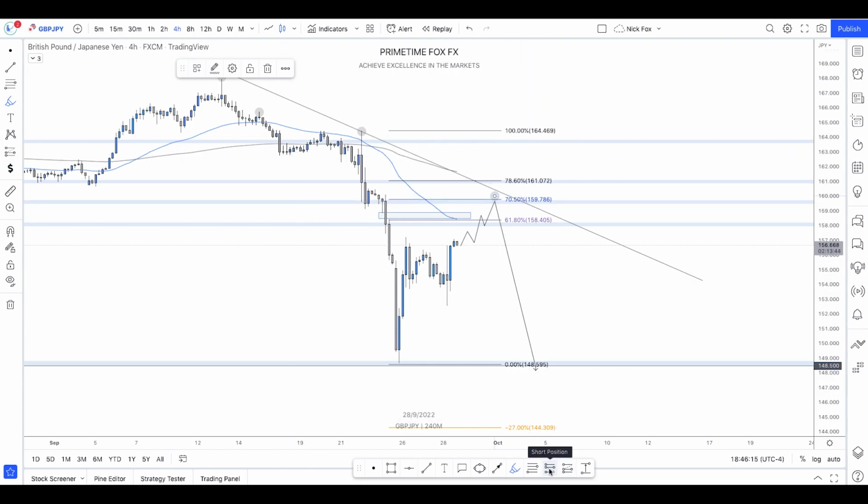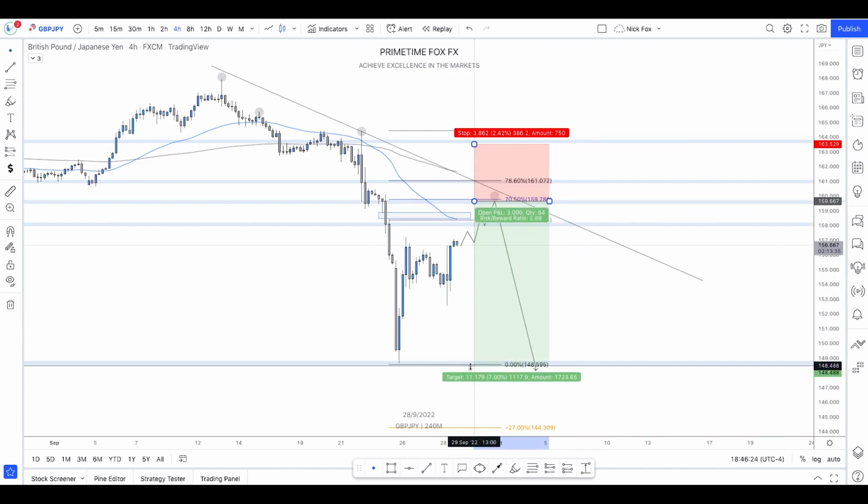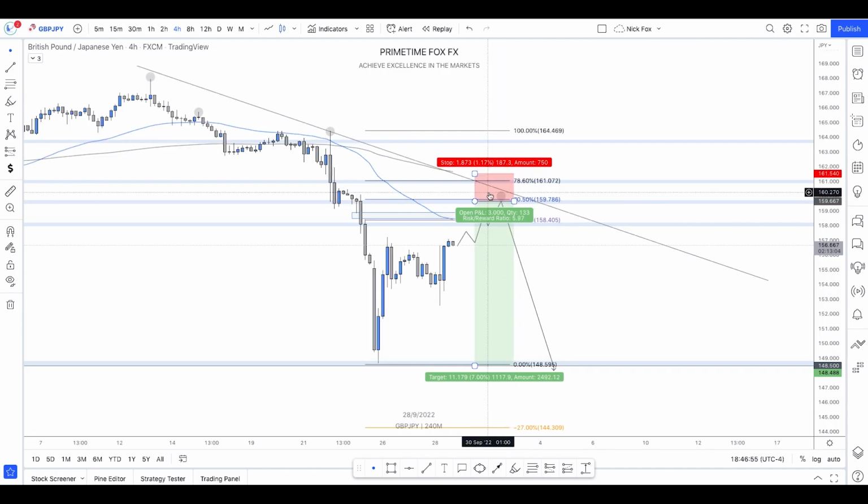So if we pull out our risk to reward tool, how I would be framing my trade around here is taking my profit target all the way down here. That would create potentially a 1,000 pip move. That's not ideal for a day trade, so this would be characterized as a swing trade. Stop loss will be placed just above the 78.6. But this would be a 187 pip stop loss.